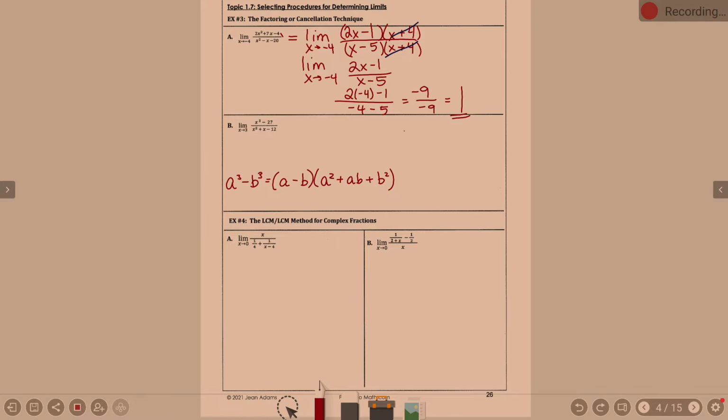While we're here, I'm also going to write out a cubed plus b cubed. It just has 2 sign changes in it. A cubed plus b cubed factors into a plus b and a squared minus ab plus b squared. You have to know how to factor those. Do they happen a lot? No, but we need to know how to factor.